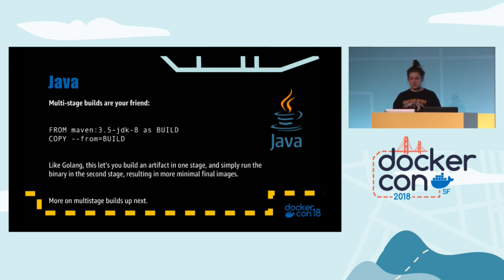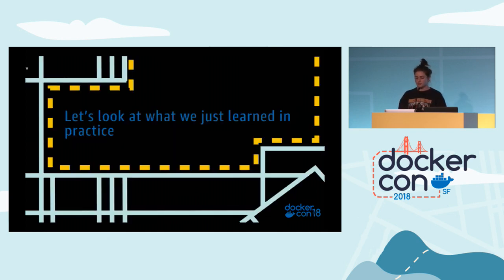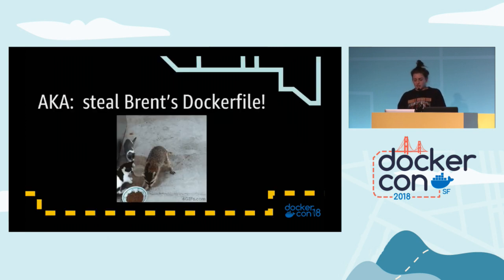So those are some ways that you can make these a little bit smaller and a little bit quicker to build. For Java, I think it's one of the best candidates for multi-stage builds. So here's an example of using FROM our Maven base image AS build, and then copying over my context from the build. That lets me build my artifact in one stage and then run it in the second, more minimal stage. So let's look at what we just learned in practice.